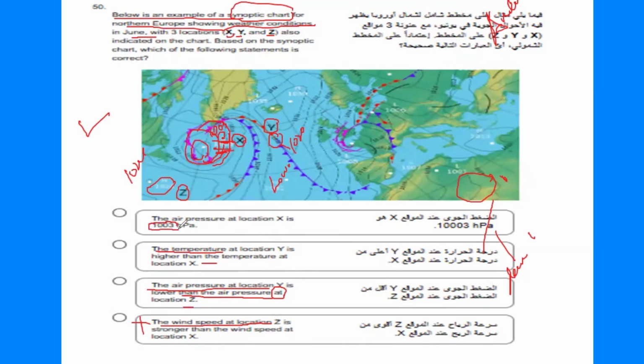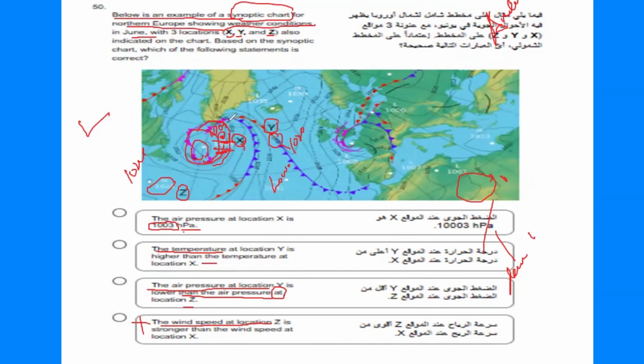This shows that 1003 is in hectopascals. This is a unit, right? No, 1003 is not there. 1003 is for this isobar. And the location of X is after two isobars, or after one isobar. That means still there's more. That means at X location, the air pressure is lower than 1003.